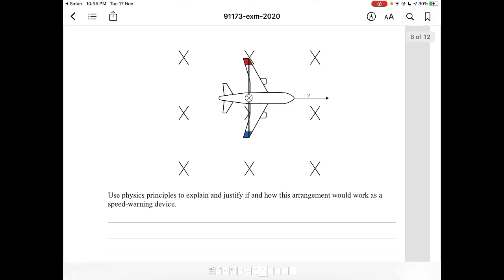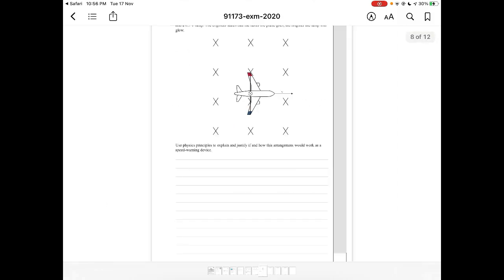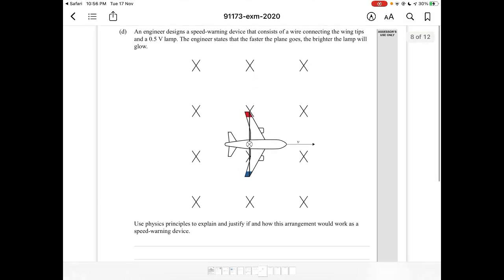So basically how this one will work is as the plane speed increases, there's going to be a higher voltage induced in the plane because there's a higher velocity of the plane that's perpendicular to the magnetic field. Therefore, there's going to be an increased induced voltage. If there's an increased induced voltage and a lamp connected to a closed circuit, which we have here, a wire connecting the wingtips and a 0.5 volt lamp, there's going to be a current flowing through the lamp.